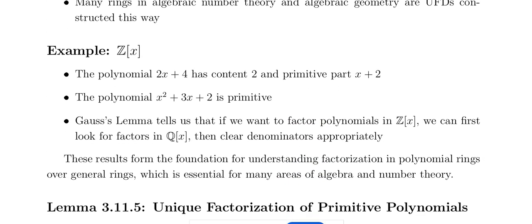For an example, 2x plus 4 has content 2. The primitive part is x plus 2. So the primitive part times the content equals the given polynomial. The polynomial is primitive, and the Gauss lemma tells us that if we want to factor the polynomial in Z[x], we can first look at the factors in Q[x].